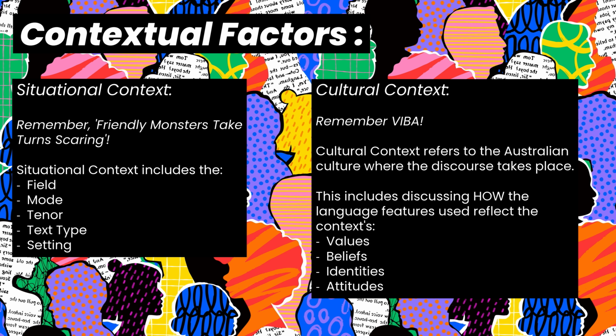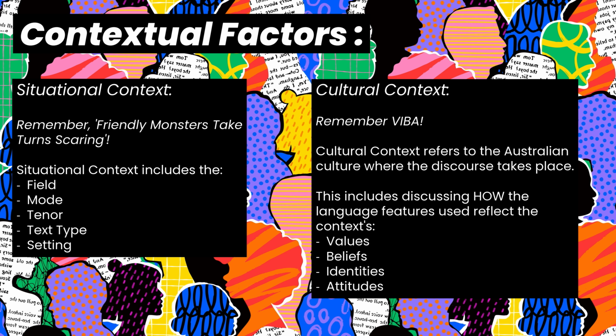Now, lucky last in FIRTAC are our contextual factors. And this gets broken down into two different sets of context. The first is the situational context. And our suggestion is that you remember the mnemonic, friendly monsters take turns scaring. Because of course, situational context includes the field, mode, tenor, text type, and setting of the discourse.